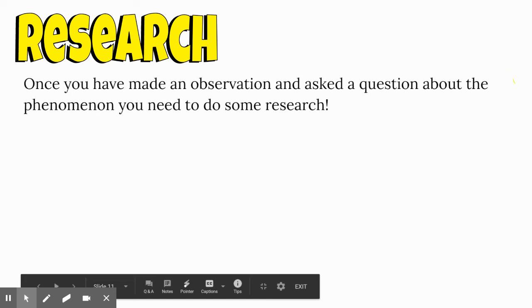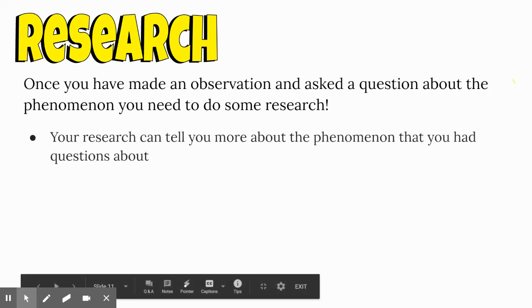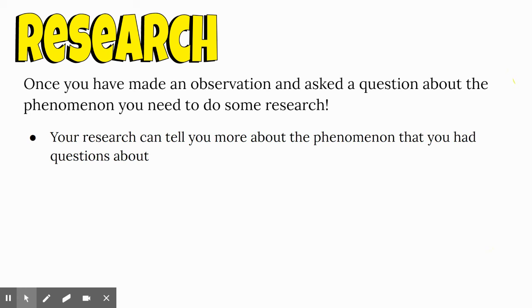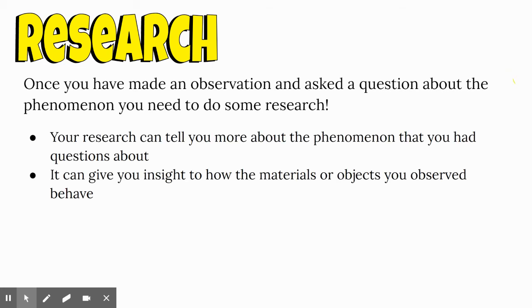Then we need to do some research. Once you've made an observation and asked the question about the phenomenon that you see, you need to do some research. Phenomenon is just like the observation that you made. Your research can tell you a lot about what's going on. It can tell you why practicing makes a batter's average go up, or drills that make a batter's average go up. It might make your question not something you want to test. It may answer it right there. Your research is also going to give you insight on how other people have done that experiment. What did they use, or how did they observe what you saw?